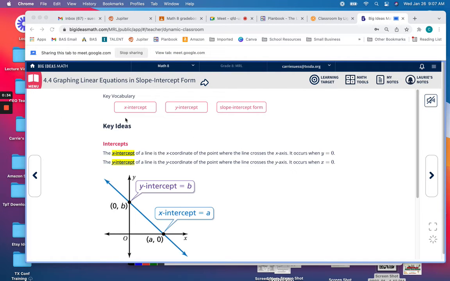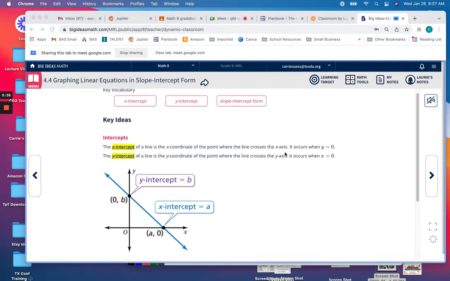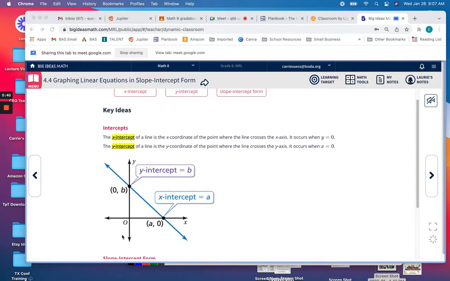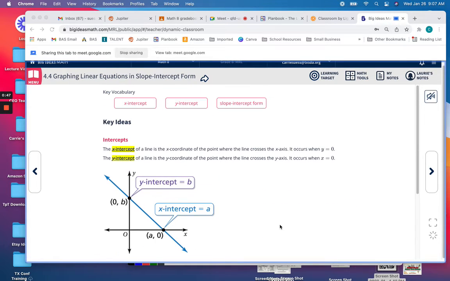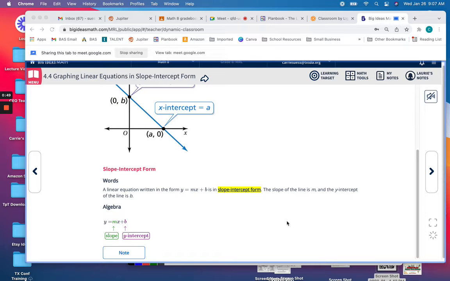Once you finish your warm-up, go to the key vocabulary. You do have 3 vocab words you need to write, and I do want you to sketch this picture. You need to write everything you see on this page. I'll give you 2 or 3 minutes. Should be plenty of time.